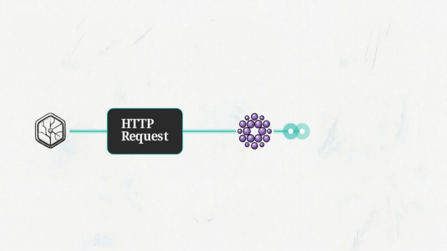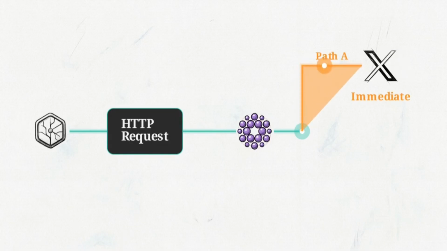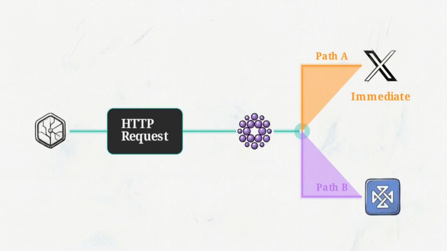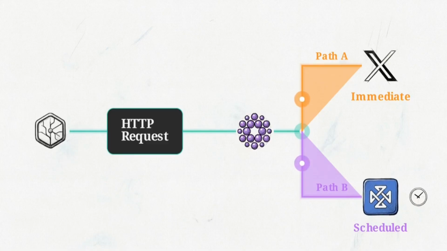This diagram shows the Make.com router module, splitting incoming data into two publishing paths. On path A, map the short-form text to X for immediate publication. On path B, map the long-form text to LinkedIn, using scheduling tools for peak engagement.